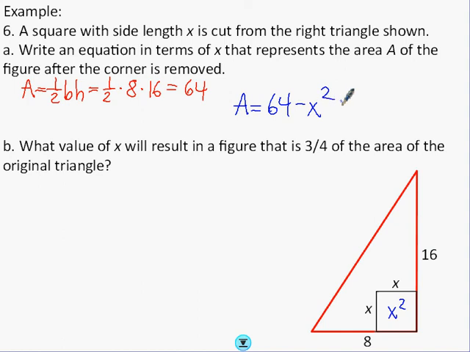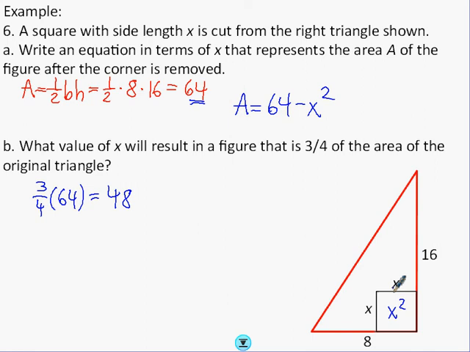Part B says, what value of x will result in a figure that is 3/4 of the area of the original triangle? 3/4 of the area of the original triangle. Well, the original triangle is 64 square units. And so 3/4 of 64 is 48.